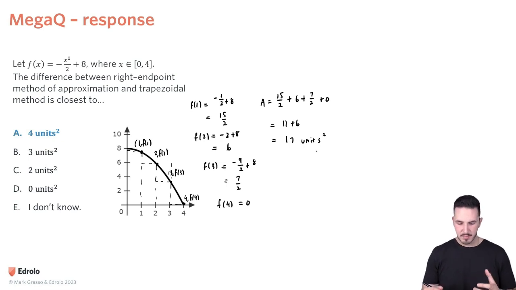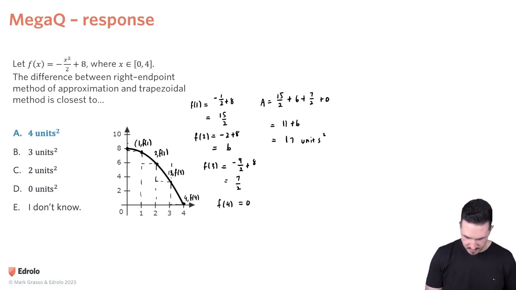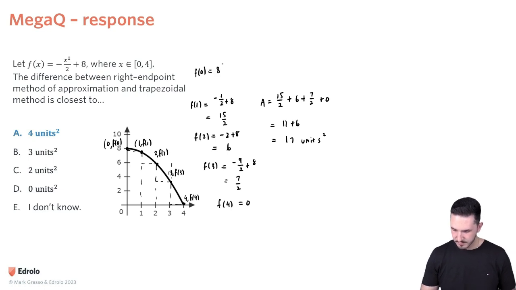Now let's look at the trapezoidal estimate. For the trapezoidal estimate, we're starting at 0, so we still need to find f of 0, so let's add in f of 0 up here. That is equal to 8. So for the trapezoidal estimate, let's just put the right endpoint. For the trapezoidal, I'll go up here.